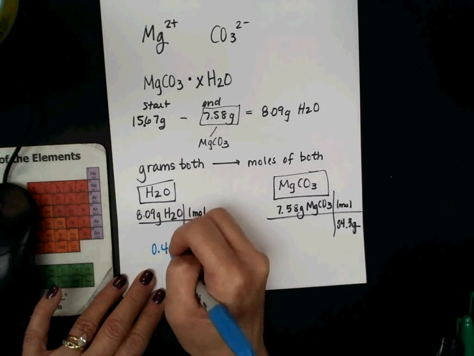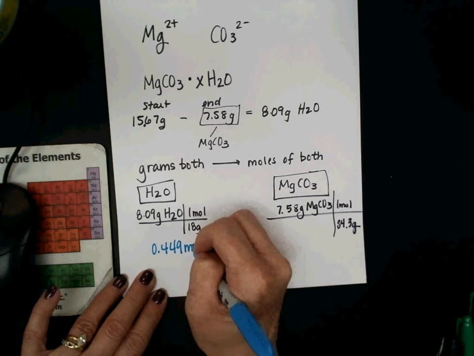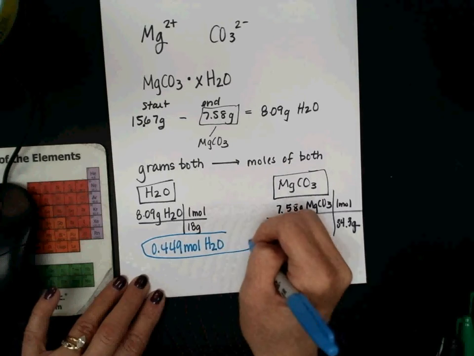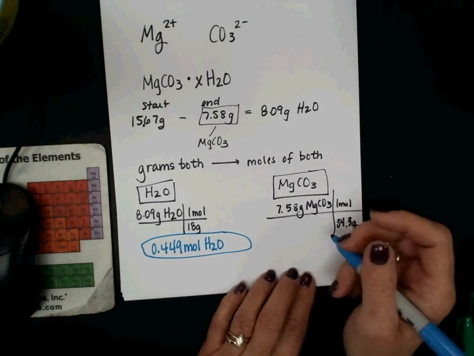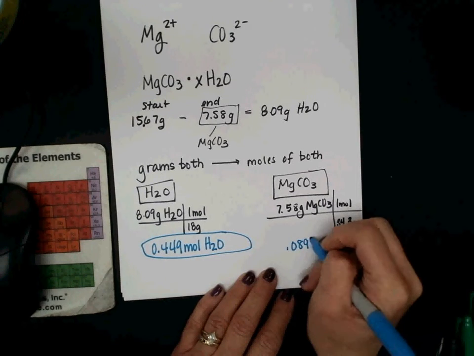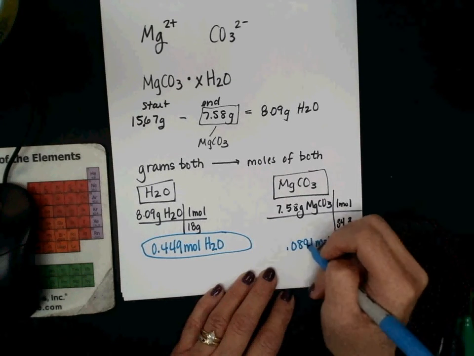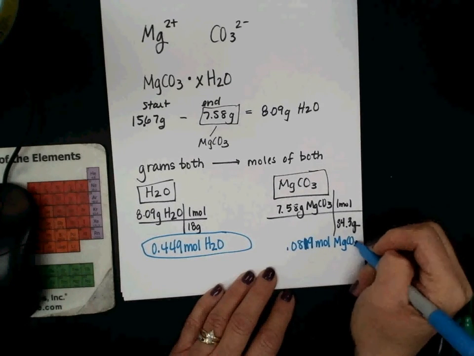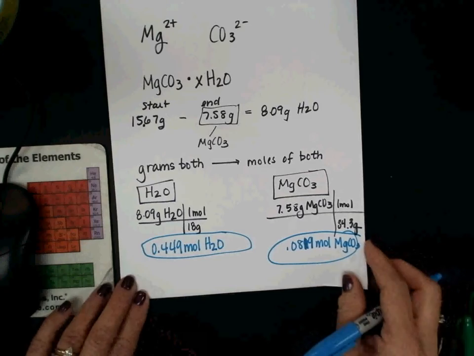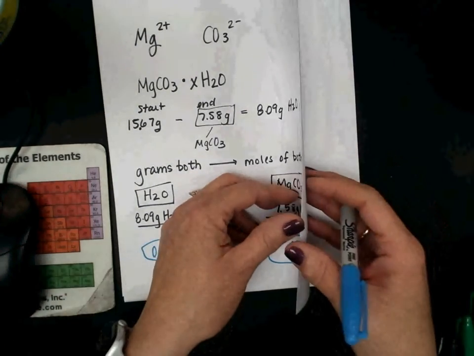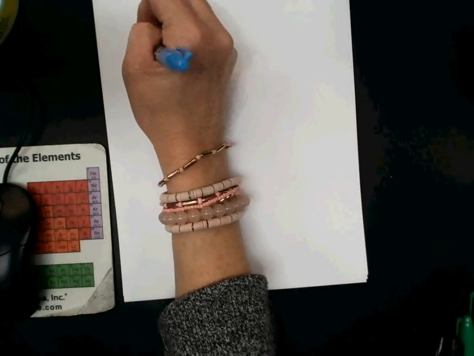Cooper, what'd you get for moles of water? 0.44. Okay. Everybody agree with that? All right. Caleb, what'd you get for magnesium carbonate? 0.0891. Thank you. Kind of all said that in unison. Okay, so now what do you think I'm going to do? Mole ratio. Calculate your mole ratio, people.